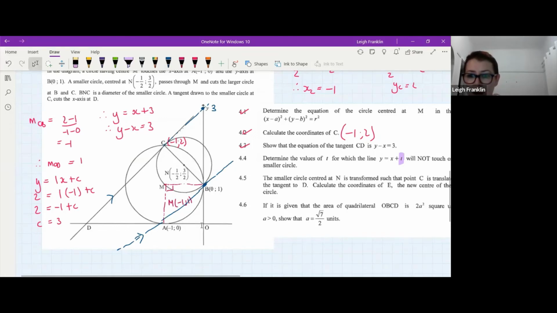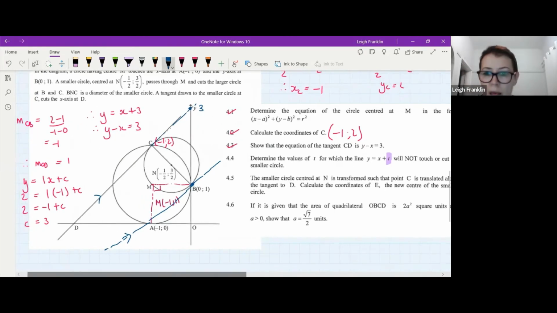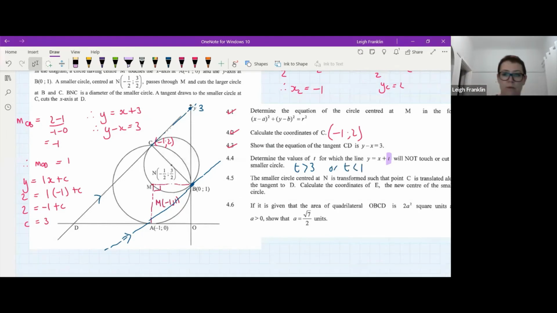So if we want a value of t so that this diagonal line does not touch or cut the smaller circle, then it means that t either has to be bigger than 3 or t has to be smaller than 1. Does that make sense to everybody? So that it doesn't touch or cut through the smaller circle.